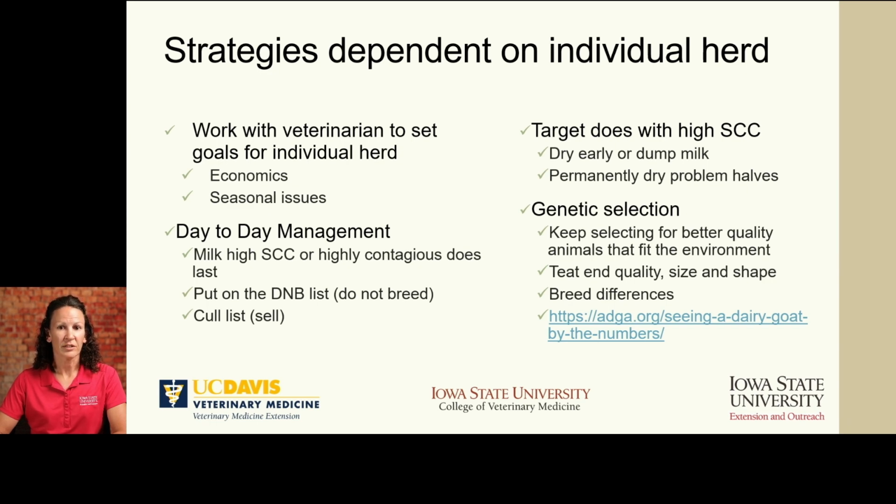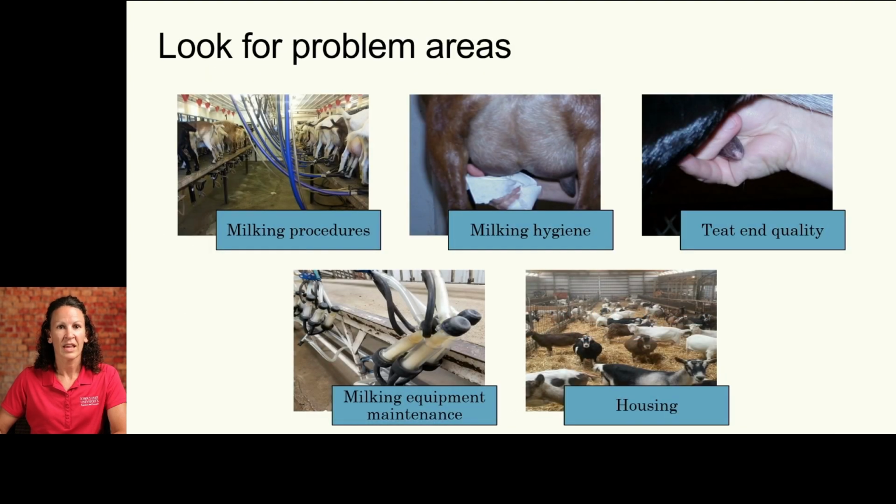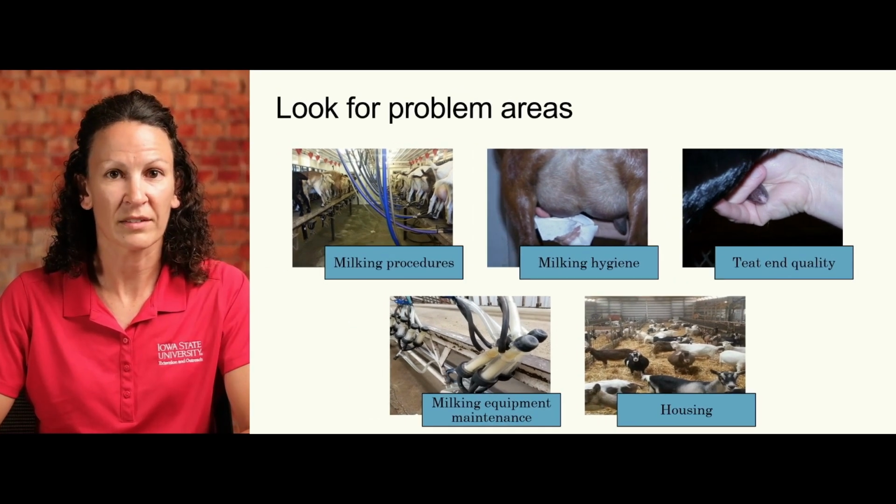When you select for udder type, you are ultimately selecting for udder health, such as teat end quality, size and shape, and less milk out time. These traits are highly heritable enough that progress or improvement can be made at an acceptable rate through selection of bucks. So I'd encourage you to review the American Dairy Goat Association webpage to learn more about goat soundness and genetic selection. And finally, all farms should evaluate other areas of the farm that could be leading to an increase in mastitis or somatic cell count.